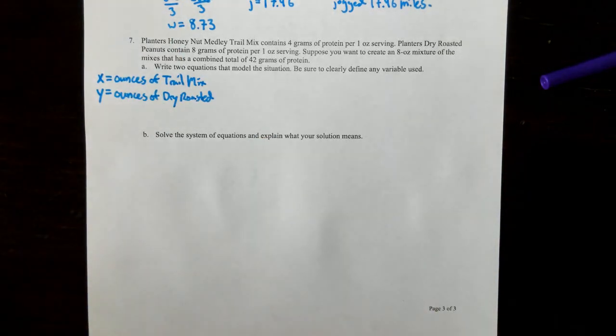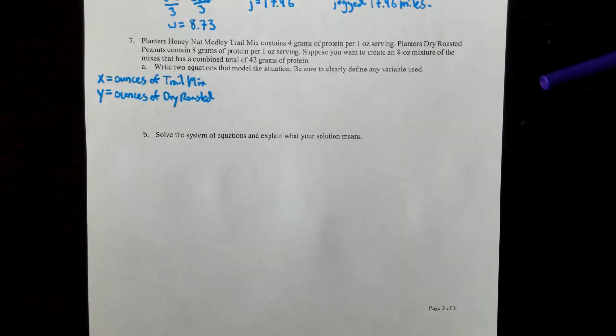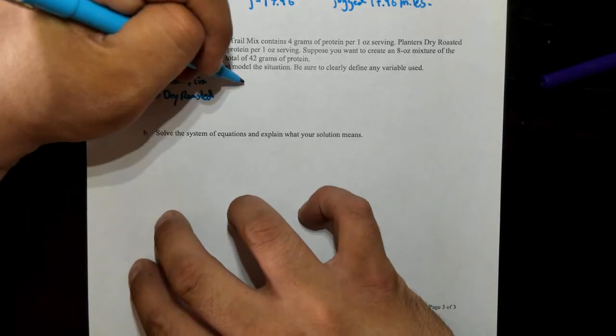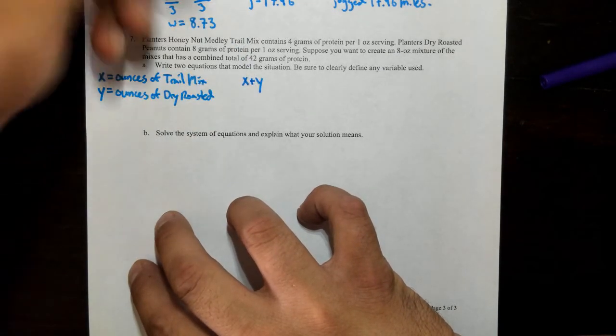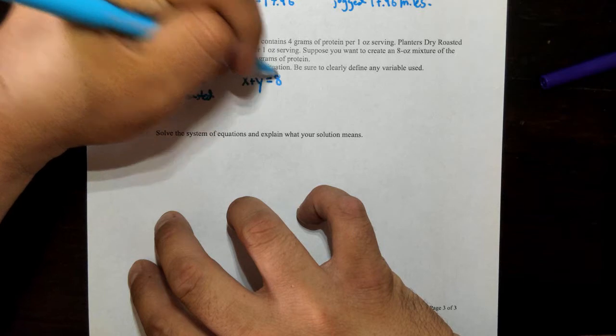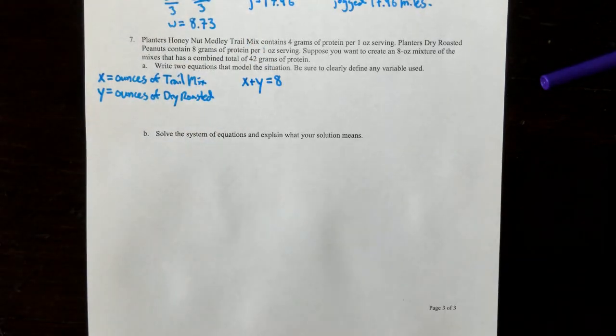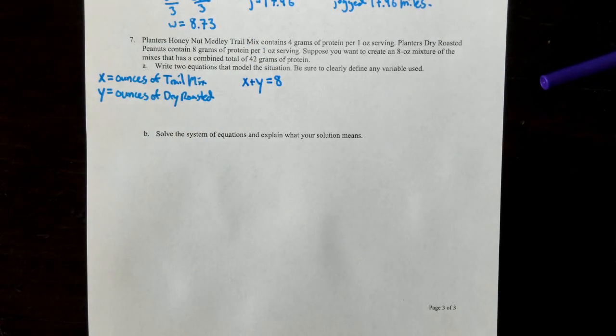So let's create our 2 statements here. The mixture that we want is going to have a total of 8 ounces. We want an 8 ounce mixture. So I know that the number of ounces of the trail mix plus the number of ounces of the dry roasted is going to equal 8 ounces. So that's a statement that I can use.